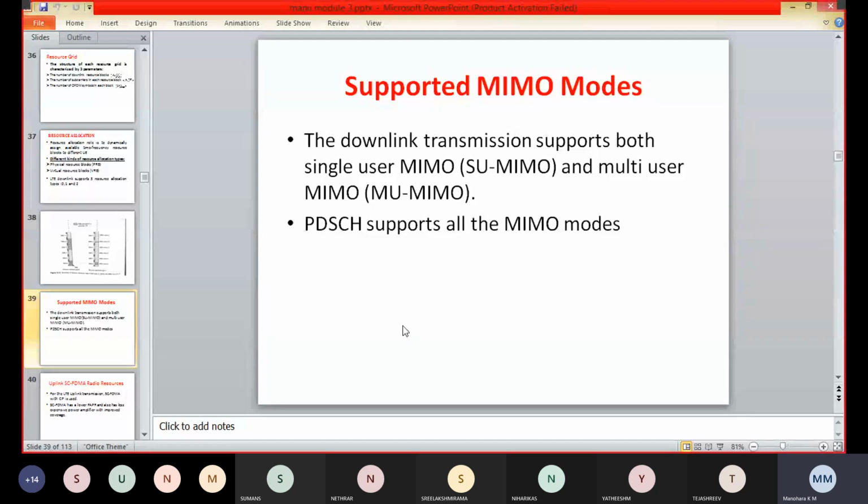In the last class, we discussed the frame structure type 2. Can anyone tell for which mode it is applicable? TDD. Okay.